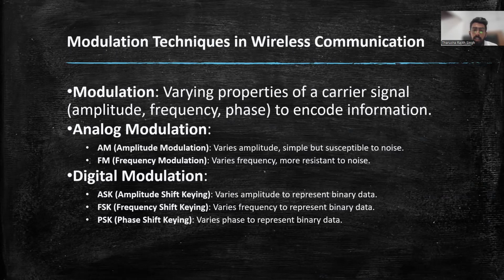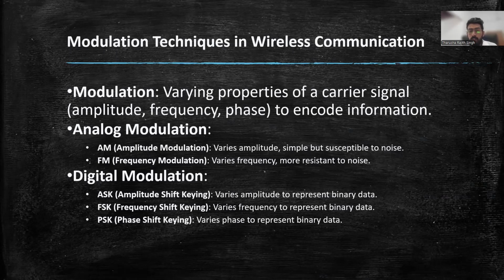In AM, the amplitude of the carrier signal is varied in proportion to the amplitude of the modulating signal. AM is simple to implement, but it's susceptible to noise and interference. It is commonly used in AM radio broadcasting.